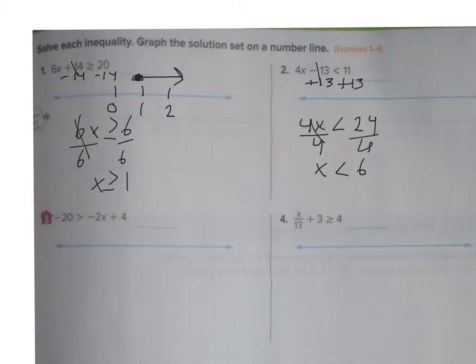Then we need to put this on the number line again. So we're going to have 6 in the middle. I know if I go in the positive direction, it'll be 7. If I go in the negative direction, it'll be 5. I need an open circle. And x is less than 6. So I'm going to go in this direction.